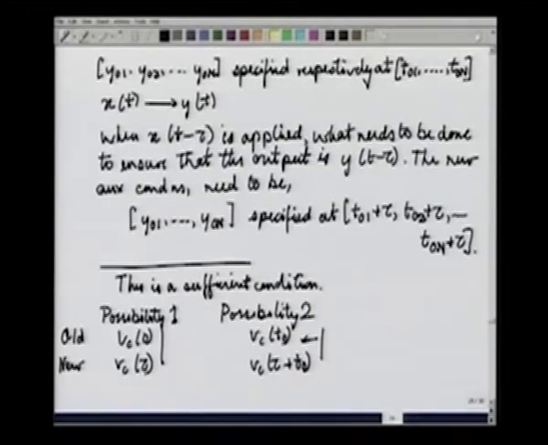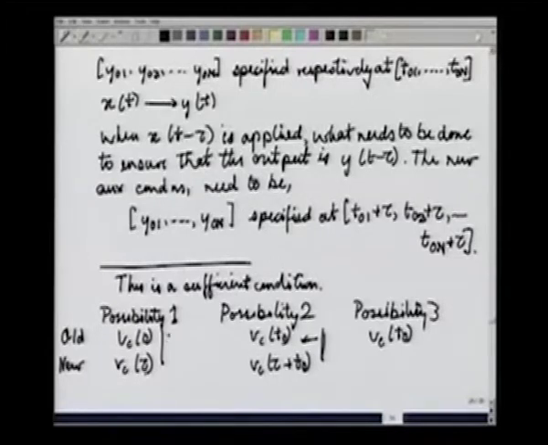Is there any third possibility? Suppose we have specified Vc of 0 initially or say Vc of t naught for the old signal xt. We do not necessarily have to specify Vc of tau plus t naught. Instead, we can specify the voltage at some other instant of time, but then the voltage will be different. In this case, these two turned out to be equal. In this case, these two turned out to be equal.